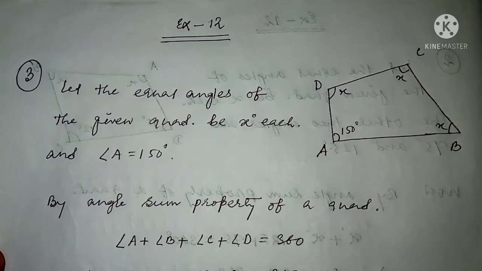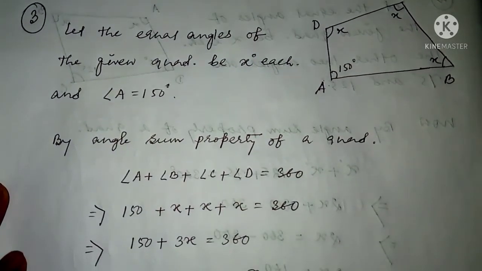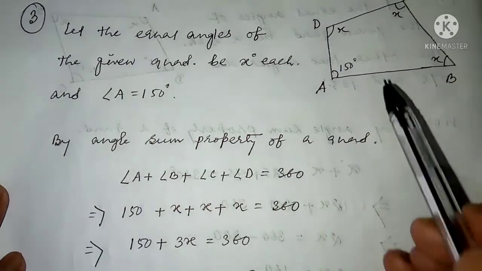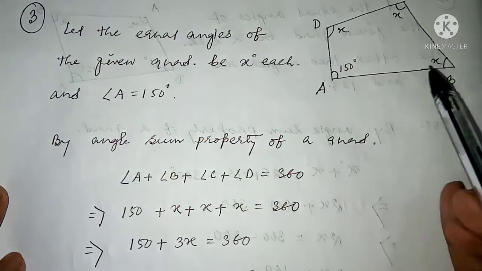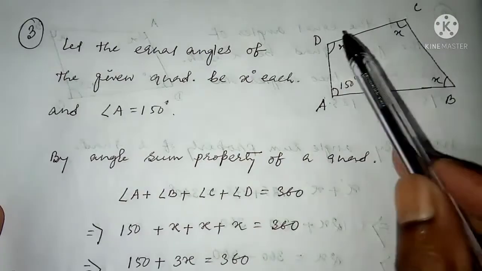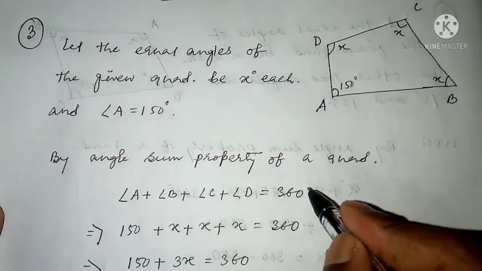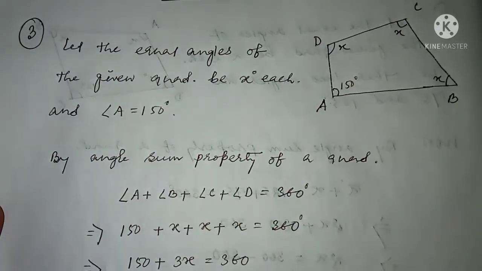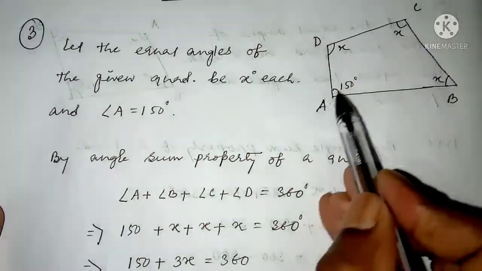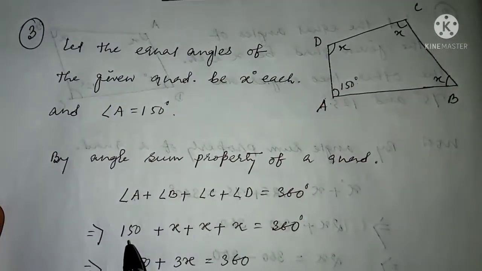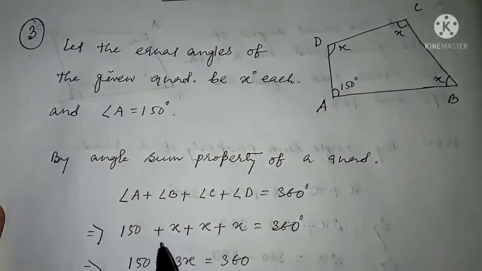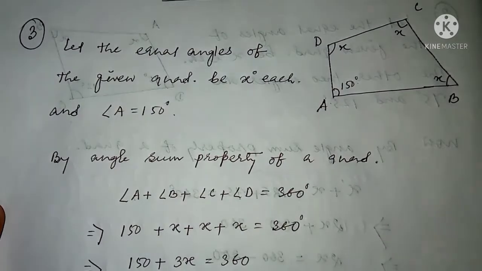So here also the same thing. I'll apply the angle sum property of a quadrilateral. By the angle sum property, angle A plus angle B plus angle C plus angle D, the sum of all these 4 angles, is equal to 360 degrees. Angle A is 150 degrees, so you write that here. Angle B is x, C is also x, D is also x, so I just wrote it 3 times.